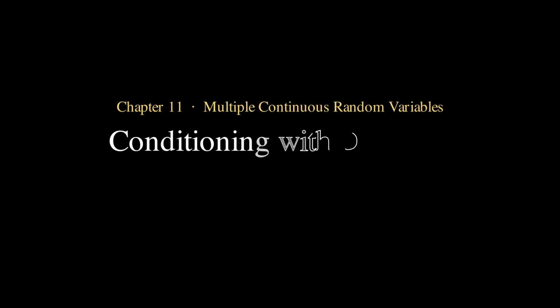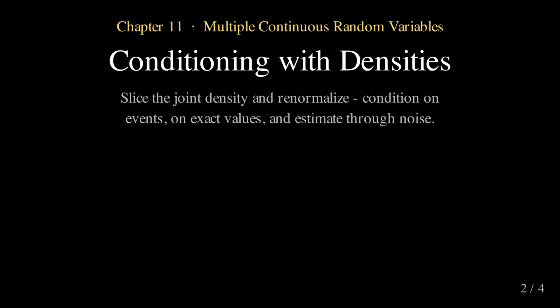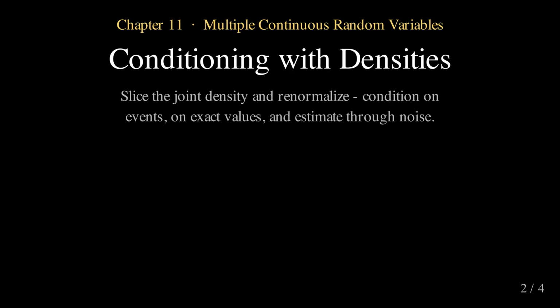We have just built the joint density, a surface over the plane whose volume above a region is probability, with marginals found by integrating one variable out. This video slices that surface, because that is how observation works in the continuous world. You learn something, and the whole model updates.